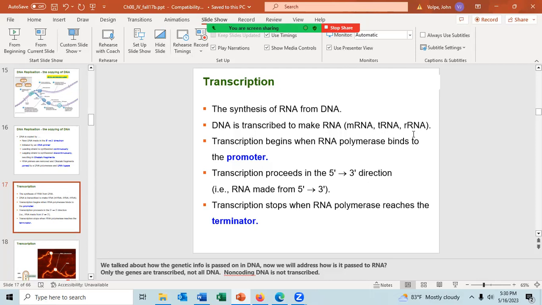But in the cell, there is more rRNA than any other type of RNA. And that's because the rRNA is in the ribosome, and there's an awful lot of ribosomes in a cell. And that's why there's so much rRNA in a cell. So most of the RNA in a cell is actually ribosomal RNA. But most of the genes code for messenger RNA. So does that answer your question?